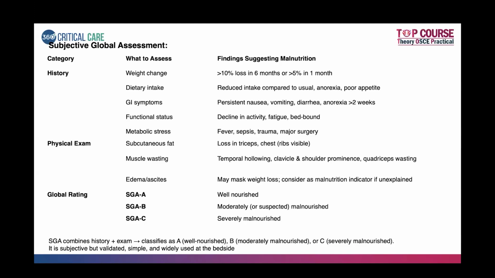Under physical examination, you need to assess for subcutaneous fat, that is seen as loss of fat in the triceps or chest, where the ribs are very much visible, or presence of muscle wasting, temporal hollowing, or at the clavicle level, or prominence of shoulder and quadriceps wasting. Presence of edema or ascites may mask weight loss, considered as malnutrition indicator if unexplained. So based on this, you can calculate the rating as A, B, and C, where A is well nourished and C is severely malnourished.